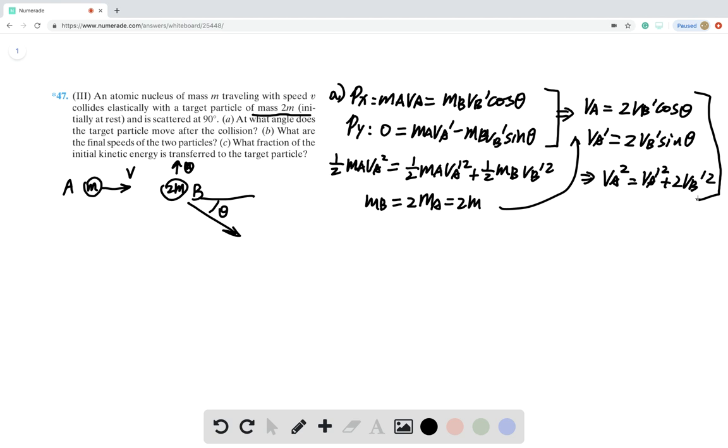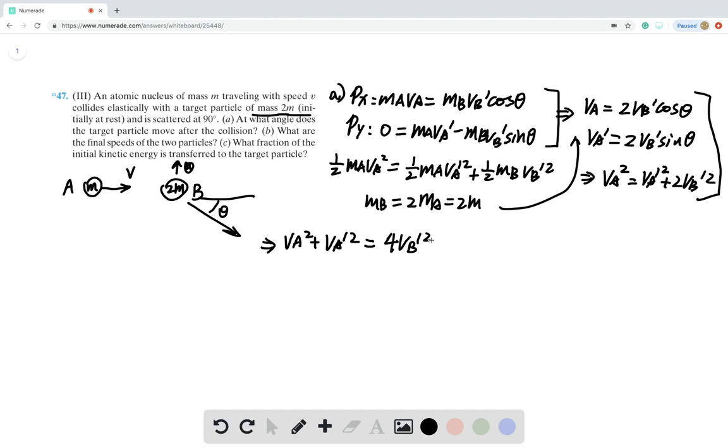And we usually do that by canceling one of the quantities. Because usually we think angle is pretty hard to deal with, we try to cancel the dependence on theta in these equations. That can be done because cosine squared theta plus sine squared theta is 1. So VA squared plus VA prime squared is 4 VB prime squared. By doing this, we got rid of the dependence on theta.